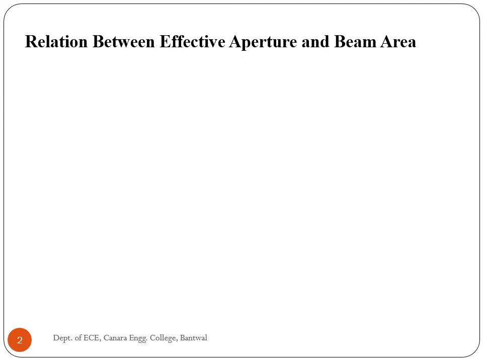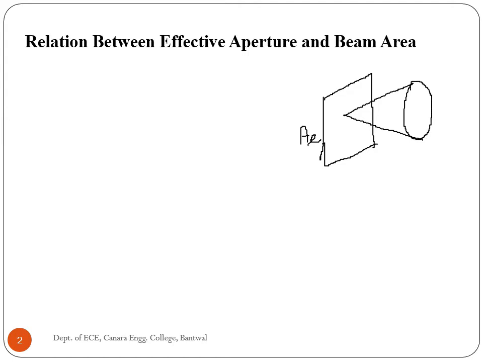Relation between effective aperture and beam area. Consider an antenna with effective aperture AE, which radiates all its power in a conical pattern of beam area.